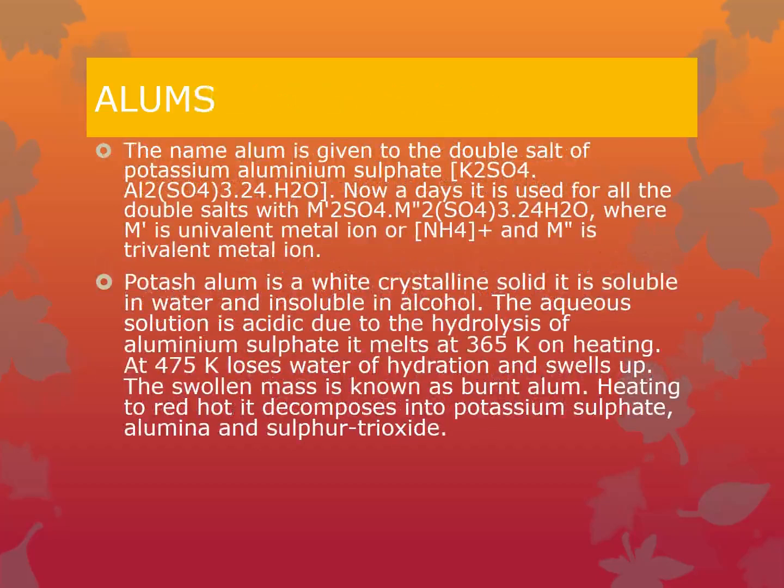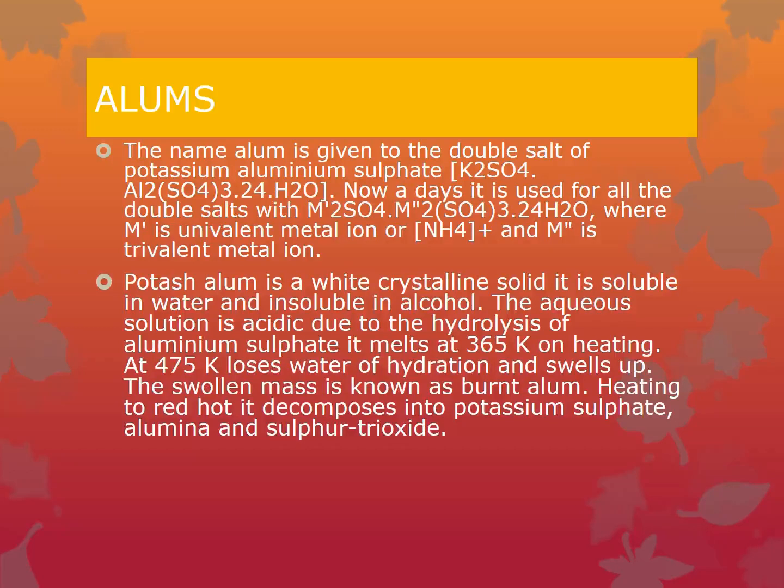Now, alums. What is alum? The name alum is given to a double salt of potassium aluminium sulfate. Nowadays it is used for all double salts of a univalent metal ion and a trivalent metal ion. Potash alum, sodium alum, ammonium alum and chrome alum are there. Alums are more soluble in hot water than in cold water, and in solutions they exhibit the properties of constituent ions.